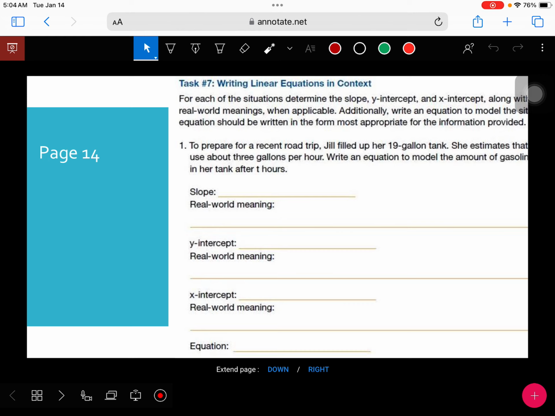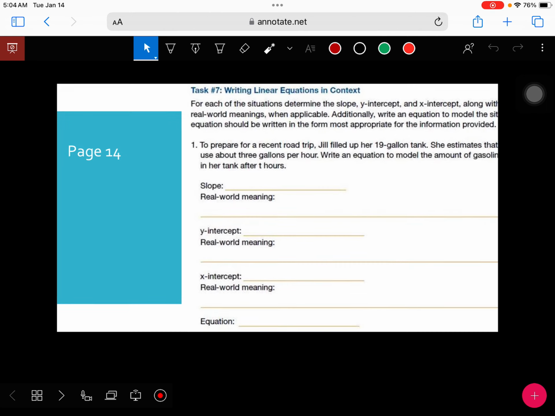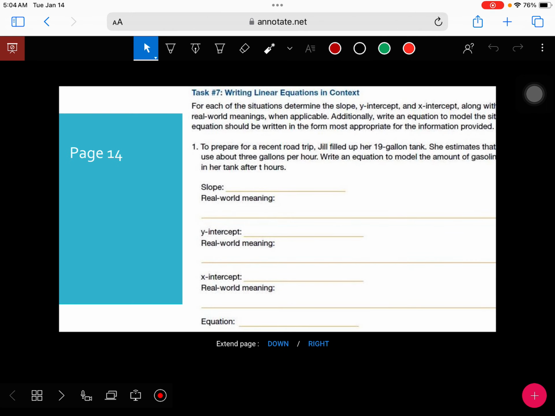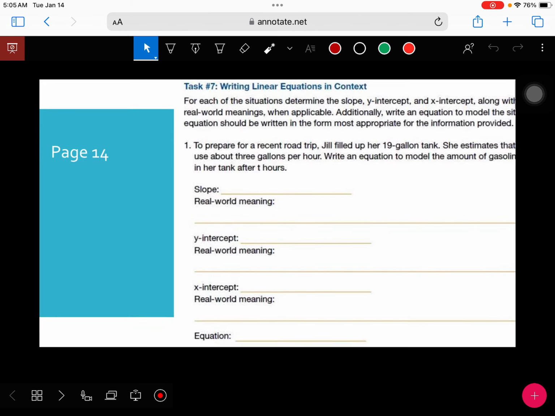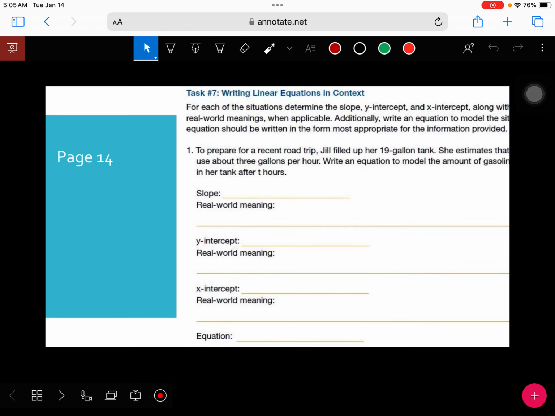Okay? All right, so task number 7, writing linear equations in the context of these story problems. Says for each situation, determine the slope, y-intercept, and x-intercept along with the real world meanings when applicable. Additionally, write an equation to model the situation. Maybe the equation should be written in the form most appropriate for the information provided.